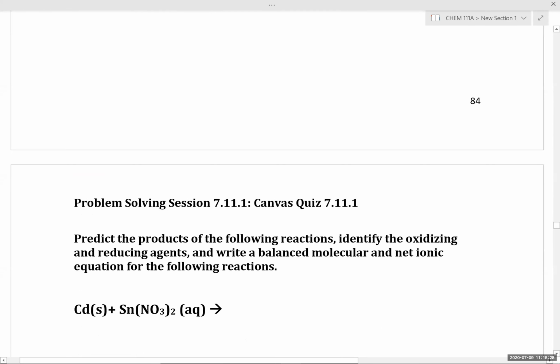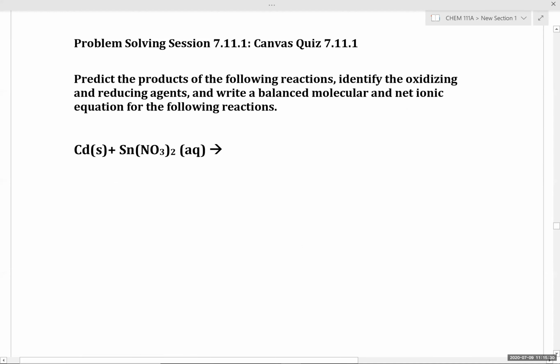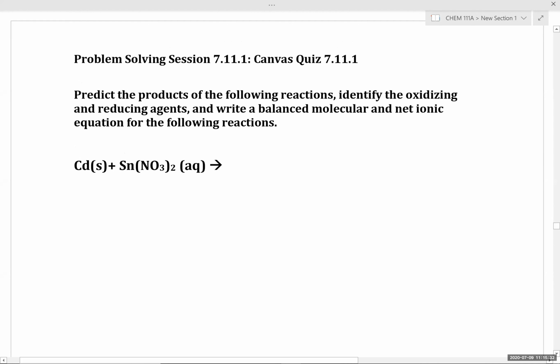Let's do another example where we're asked to look at the following reaction. I'd like you to predict the products of the following reaction, identify the oxidizing and reducing agents, and then write a balanced molecular and net ionic equation for this reaction. So let's take about another 3 to 4 minutes, and then we'll discuss.